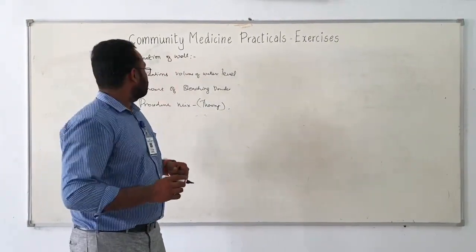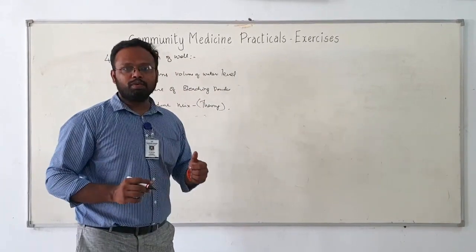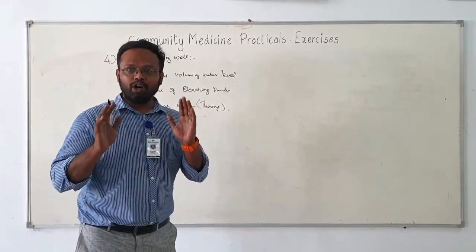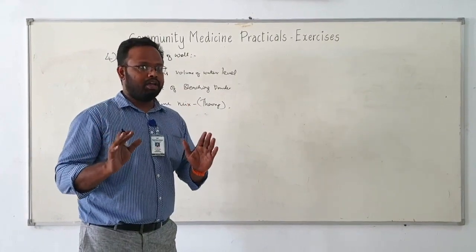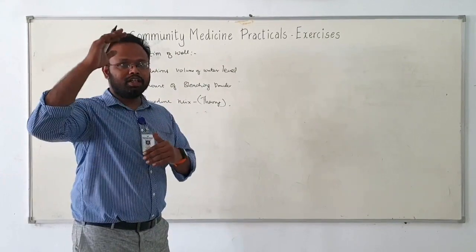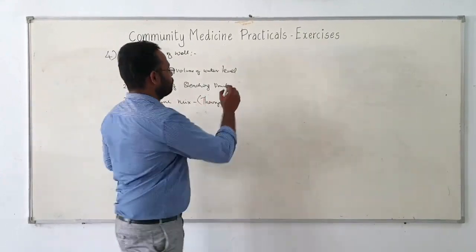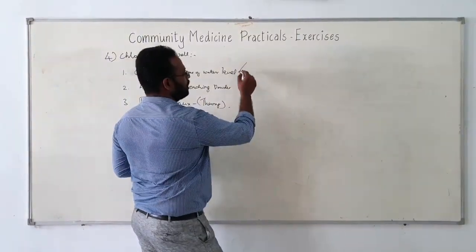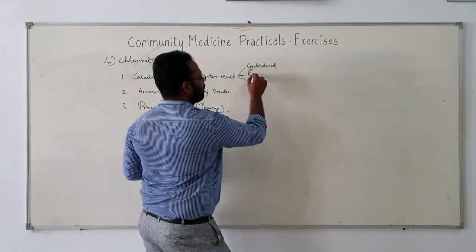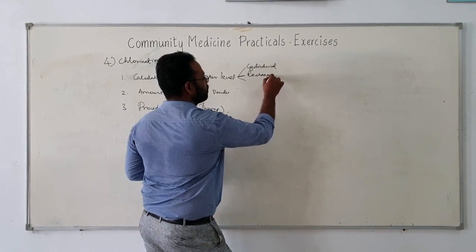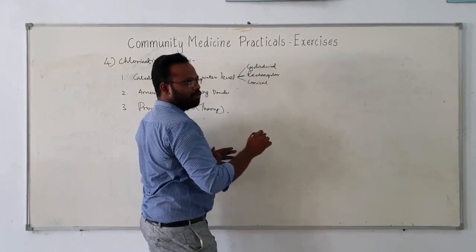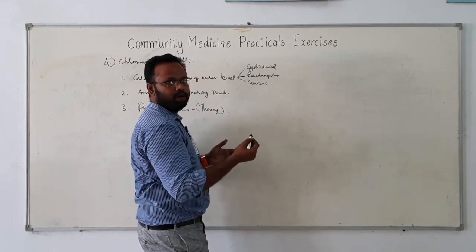Chlorination of well is the calculation of the volume of the water level. Here the most important thing is you are calculating the volume of the water, not the volume of the well. So you have to be very careful in assessing the water level, not the entire volume of the well. There may be three different types of wells: cylindrical, rectangular, and conical. Conical well will be very rare, but in case they ask, you have to answer.